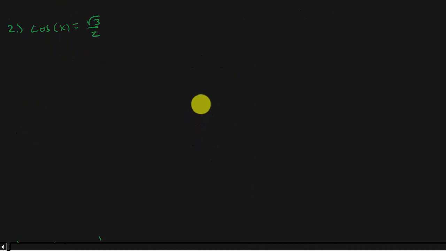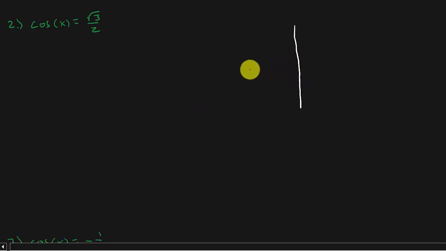All right, now what about this one? Cosine x equals square root of 3 over 2. Now, what's the important thing here that we're noticing is cosine is equal to what? Positive. That's the key right there. Positive square root of 3 over 2. Okay? So let's determine what quadrants our solutions are in.